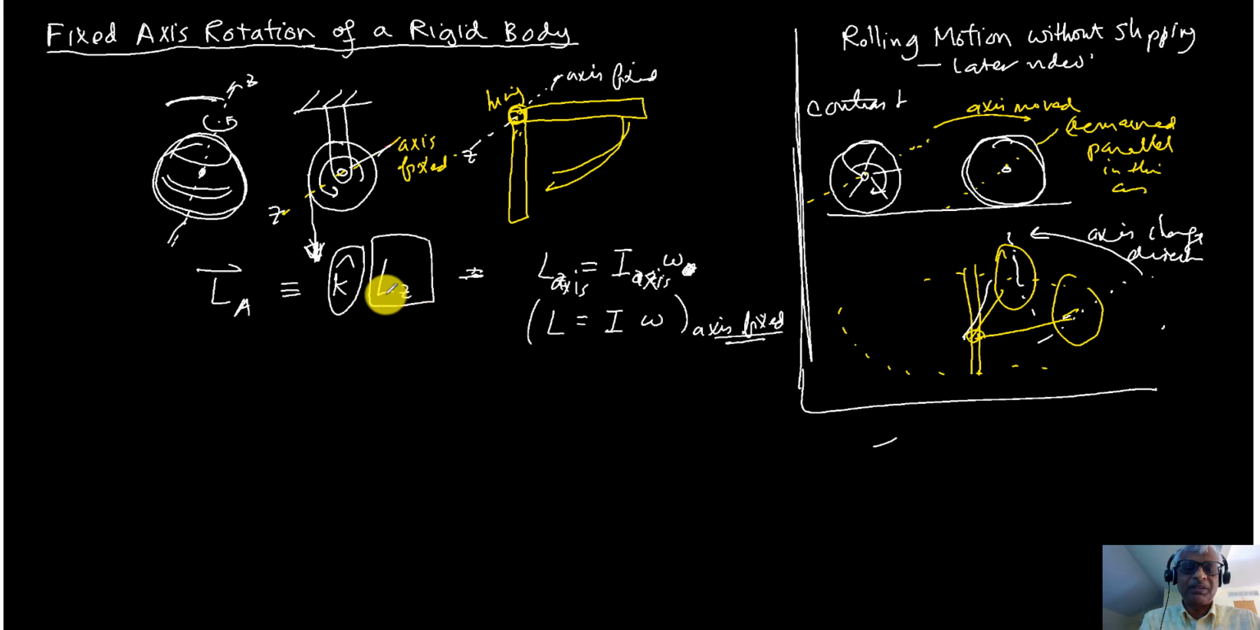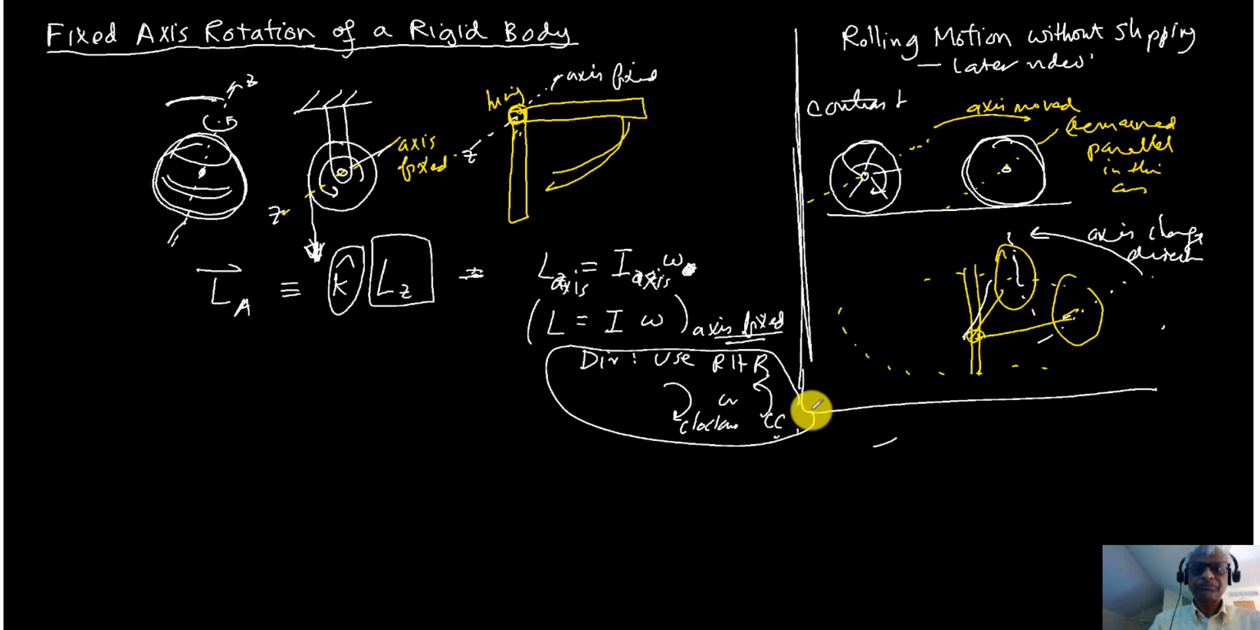So how do you talk about direction, because this is a vector? For the direction, we just use the right hand rule, and say it's clockwise or counterclockwise. This is the way we take care of the direction.